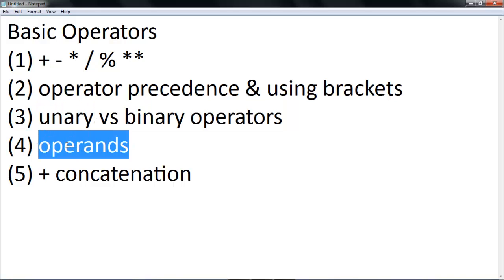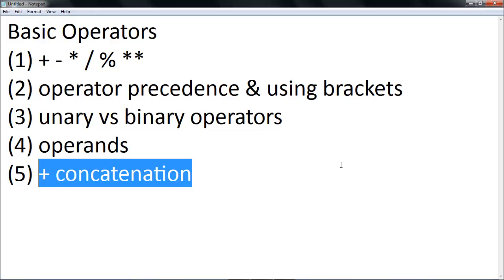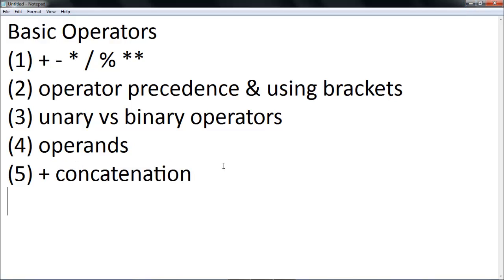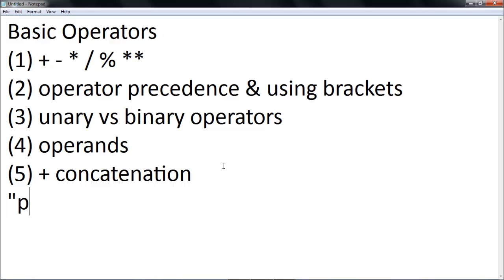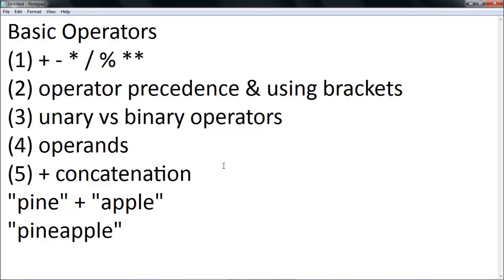Okay, we covered this term operands already. Operators work with operands. Let's end up with the addition operator, also known as a concatenation operator, when you perform it on string operands. So let me give an example here. What's the meaning of the term concatenate? Concatenate means to add 2 strings together. Right? This works, and it will give you a new string. So it's very simple. It's like adding 2 strings together.